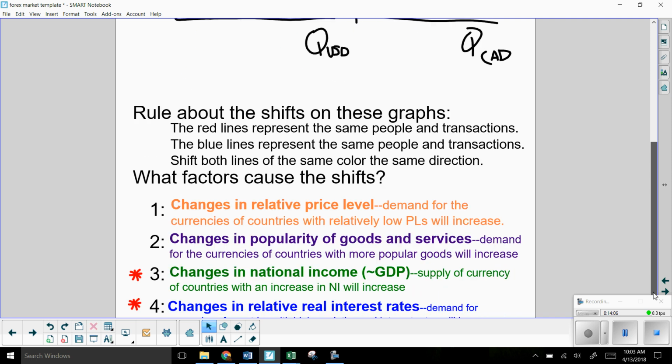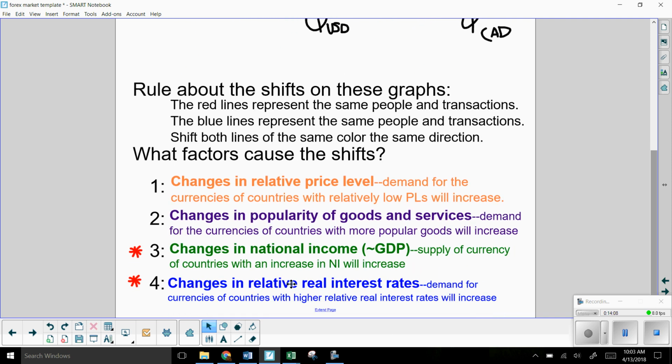So that's the third one there, and I've put an asterisk by the third and fourth ones because these are the ones that in my experience really trip up students a lot. Students have trouble connecting this one. The first 2 are very intuitive. The fourth one has a lot to do with bonds here.